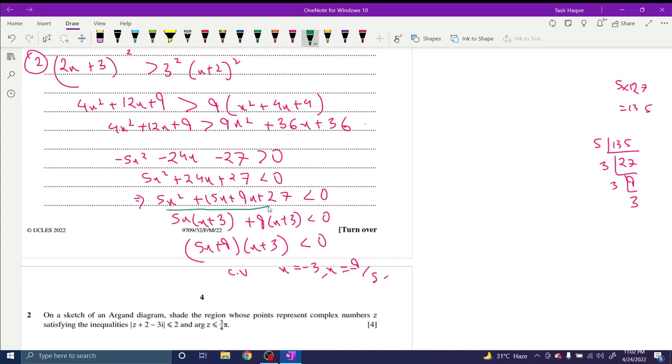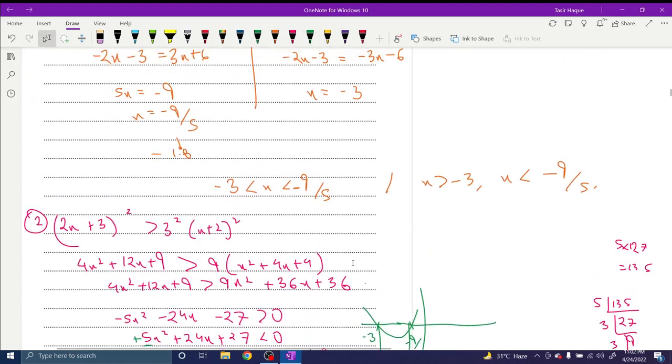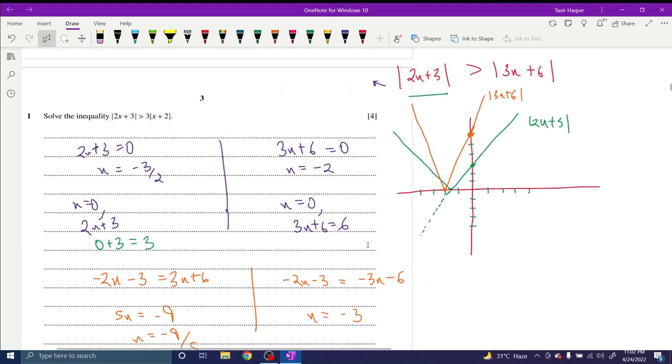So this is a minimum graph, right? Since this is positive, it is a minimum graph with two critical points like this, minus 3 and minus 9 by 5. We want our graph to be less than 0, and to be less than 0, it needs to be within this range, from minus 3 to minus 9 by 5. But personally, I prefer doing it this way. This is easier to do.